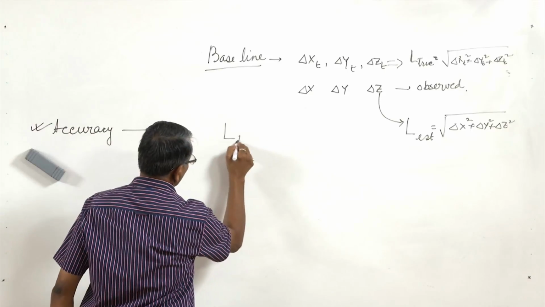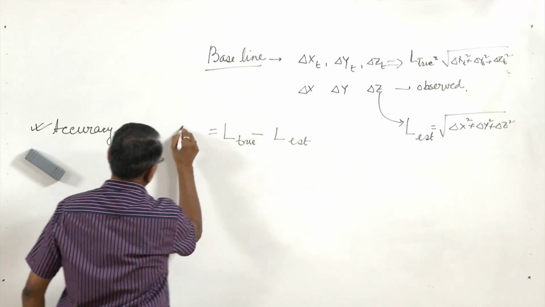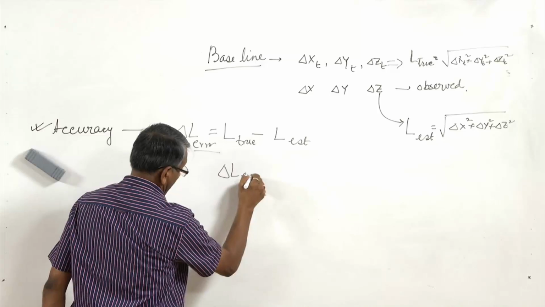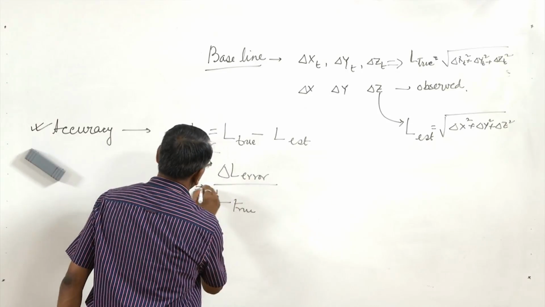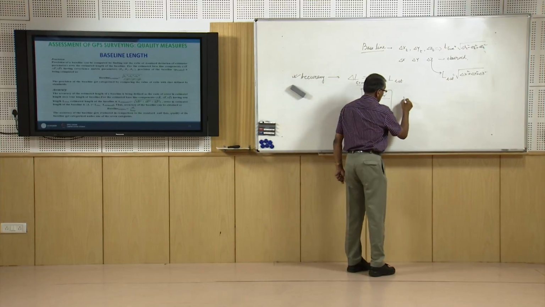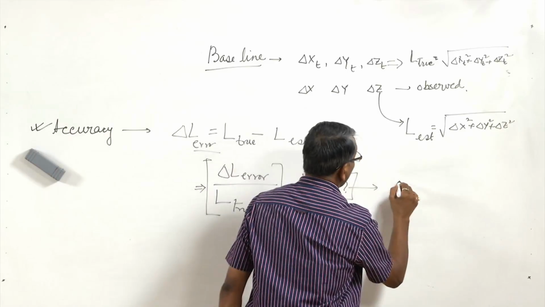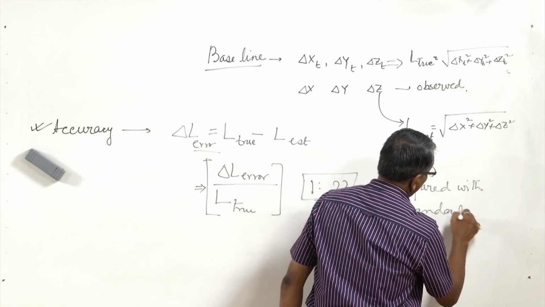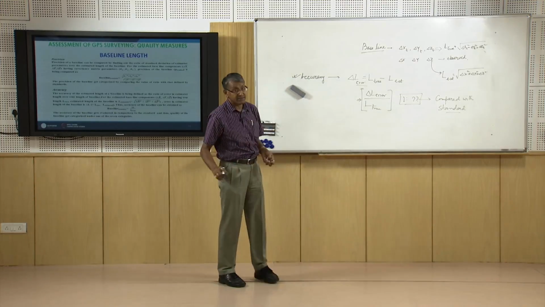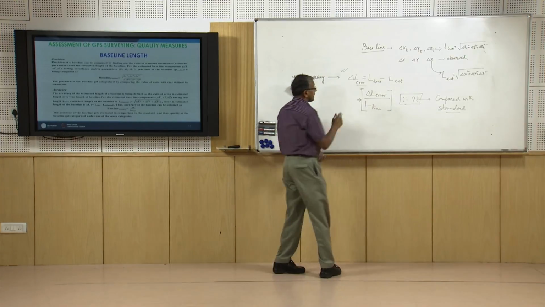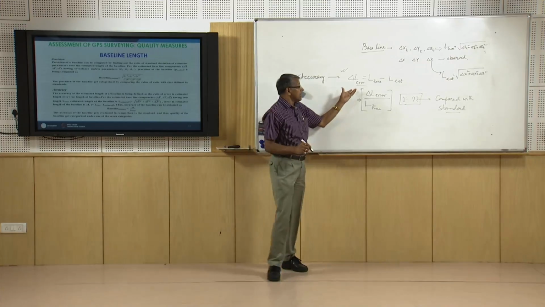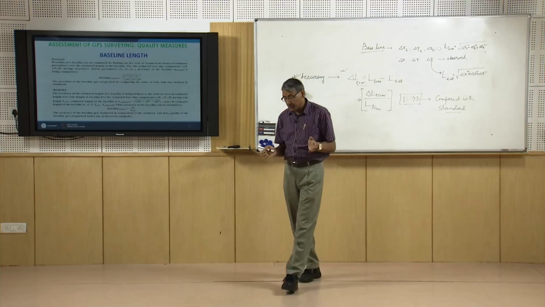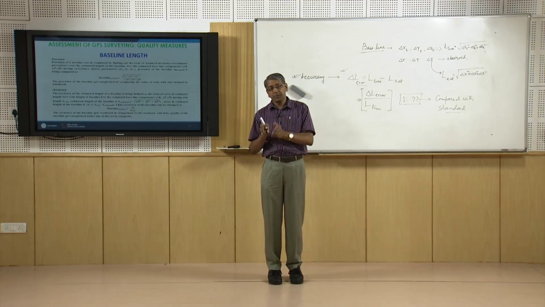Now L true minus L estimated is the error in the observed length, and this error divided by L true provides us the value 1 in how much, and that is to be compared with the standard table to know the standard of our baseline measurement. In this way we get the standard of our survey work, and if we find that the standard we have found after measurement meets the specification, the GPS surveying project objective has been achieved.